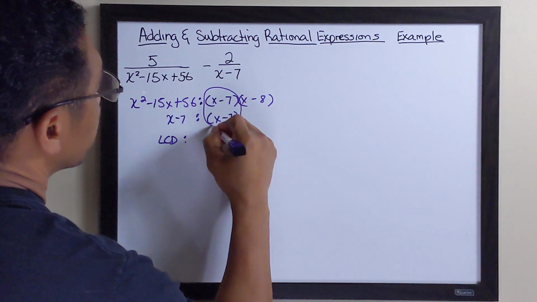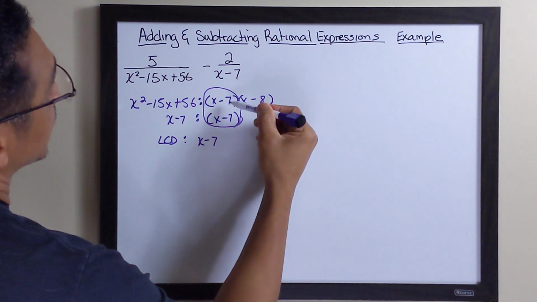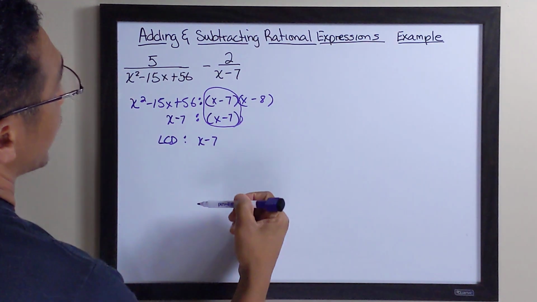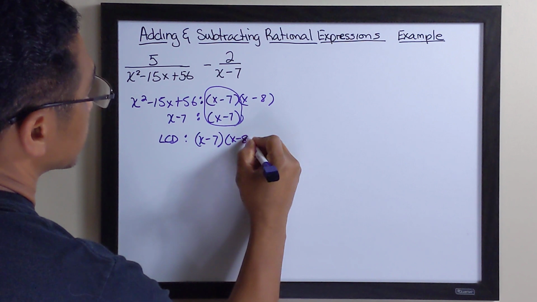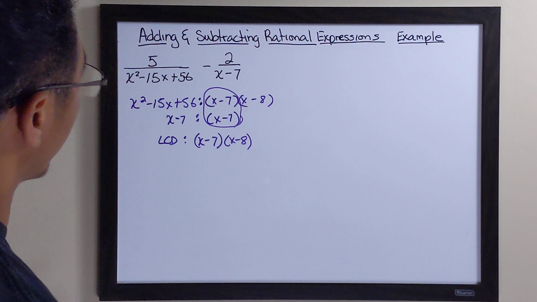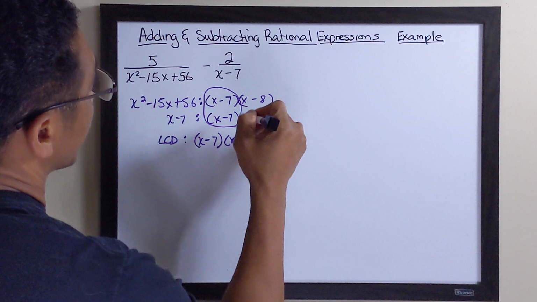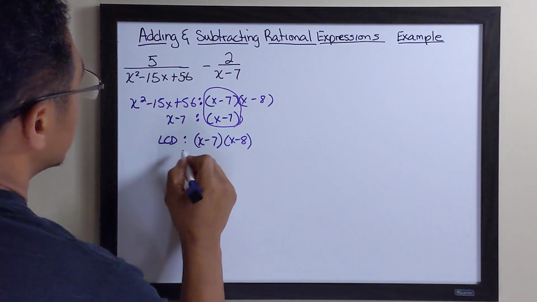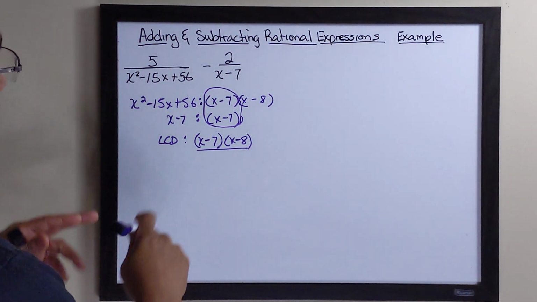x minus 7, because we have to find the factors, and then we have to represent each of the factors at least once, and then x minus 8. And that's it. There are no more factors to represent, but we have to represent each factor at least once. The powers for all of these are the same, so there is no higher power for x minus 7. So this is our new denominator. That's how we find our common denominator.